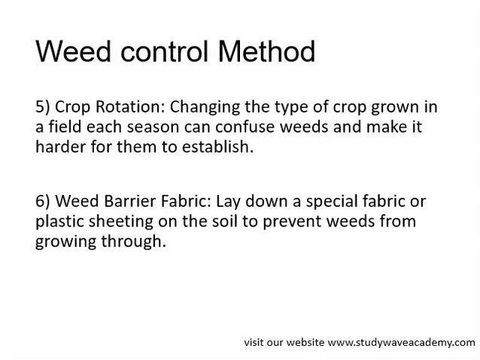Did we get that? Weed barrier fabric. Lay down a special fabric or plastic sheet on the soil to prevent weed from growing through. When you finish planting, you lay down a special fabric or plastic sheet on the soil so that weeds will not be able to sprout out.